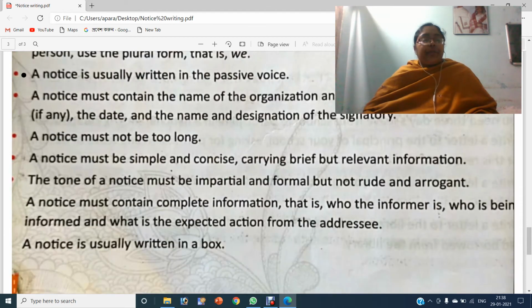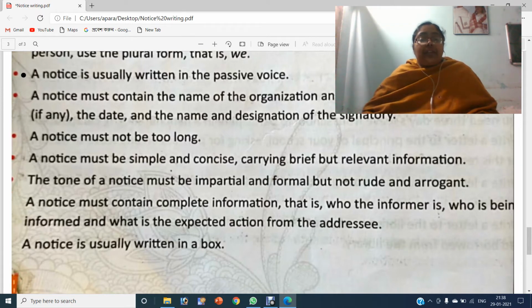The third part. A notice must contain the name of the organization and its address, the reference number if any, the date, the name and designation of the signatory at the end. So what does a notice contain? A must to be contained. That is the name of the organization which is here given. Just see when I scroll up, what is the name of the organization given here?